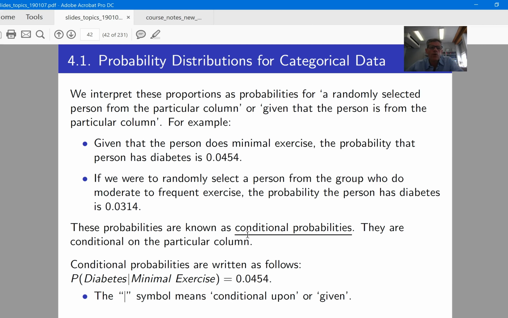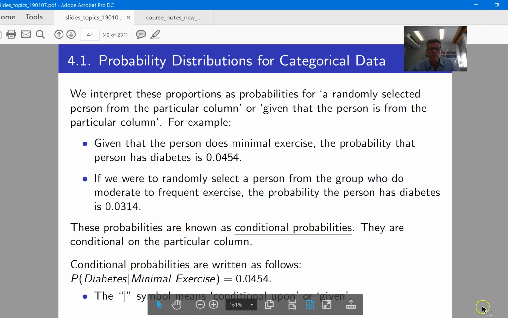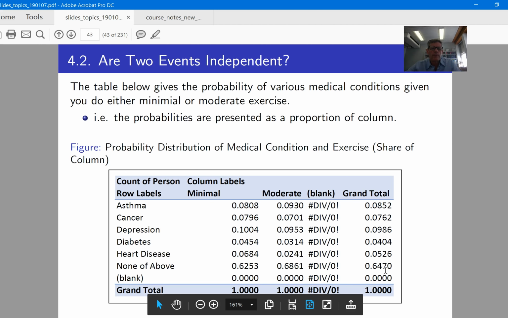Okay, so that's your third type of probability that you can make sense of by looking at these tables. Marginal probability: the probability of one particular value occurring in one of the dimensions, one of the characteristics. Joint: the intersection of two things. Conditional: given that one of the characteristics has a particular value, like minimal exercise, what's the probability of having this particular type of illness? Okay, so that's our different sorts of probabilities that we've encountered.